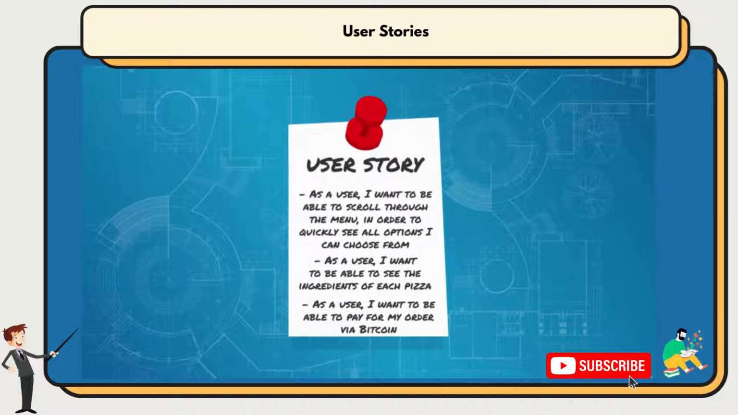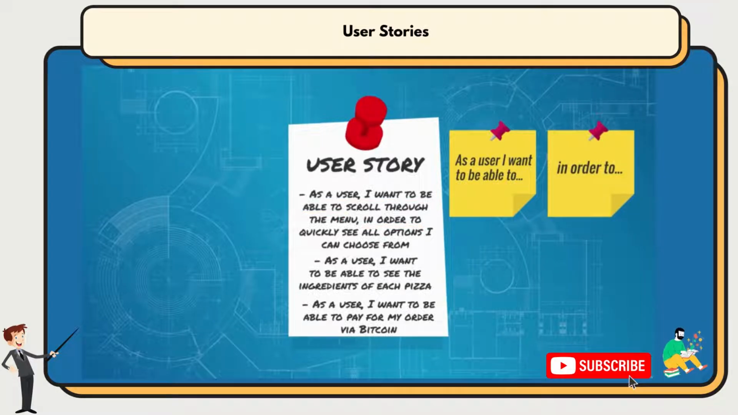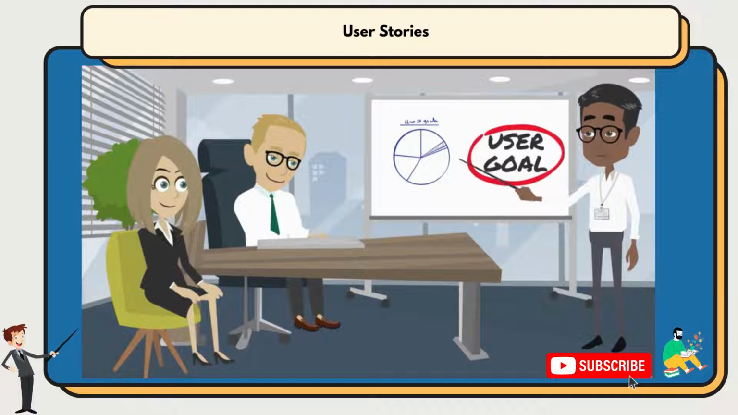Note that our first example actually provides more details. It follows the format: as a user, I want to be able to ... in order to ... This template follows the best practices of user story description, as this last part, in order to, gives valuable insights of why the user is requesting the given functionality. This gives the technical team the opportunity to advise on alternative solutions to the same problem and potentially find a better way of reaching the user's goal.